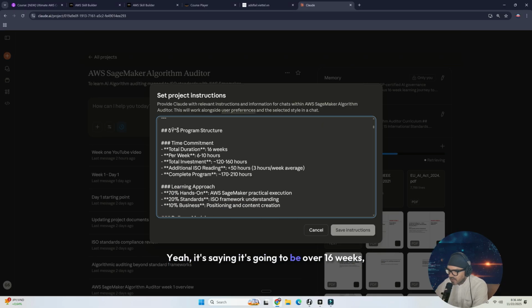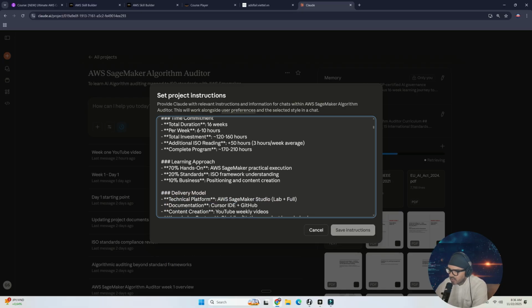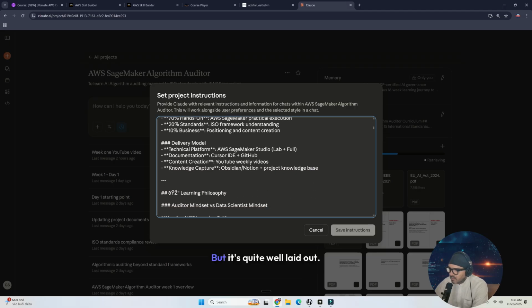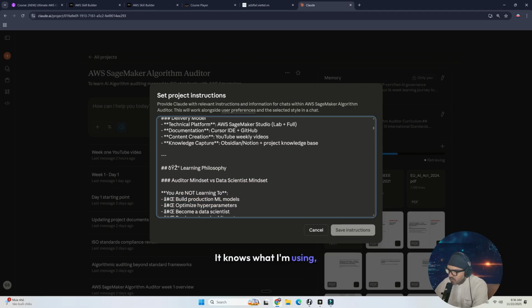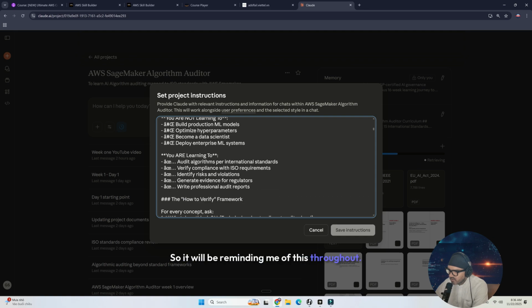Yeah, it's saying it's going to be over 16 weeks. Take that with a pinch of salt. Obviously, I'm just trying to teach myself here how to get some understanding of auditing AI systems, algorithms, should I say. But it's quite well laid out. It knows what I'm using, what tools. And again, I'm not trying to be a data scientist. I'm trying to be an auditor. So it will be reminding me of this throughout.